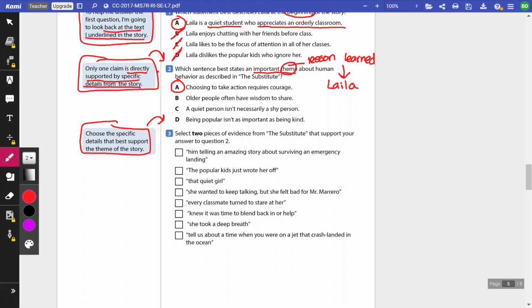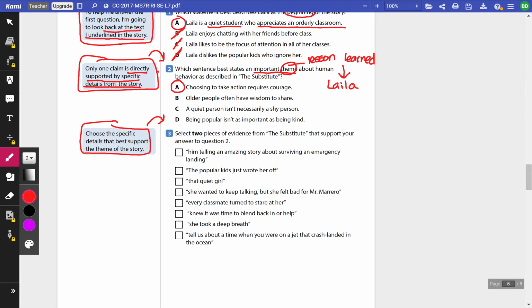And answer choice A, choosing to take action requires courage, backs up the lessons that she is learning. So everything in the story is leading up to the moment where Layla is deciding to take action. She has to build enough courage to take action to help Mr. Marrero out. So, choosing to take action requires courage.